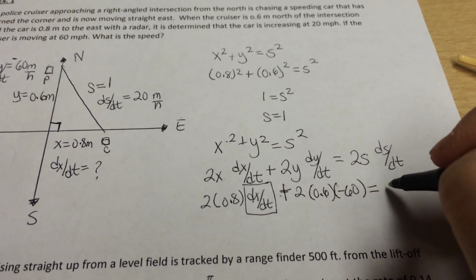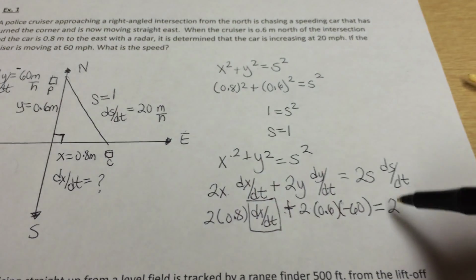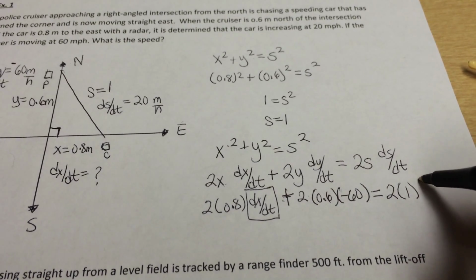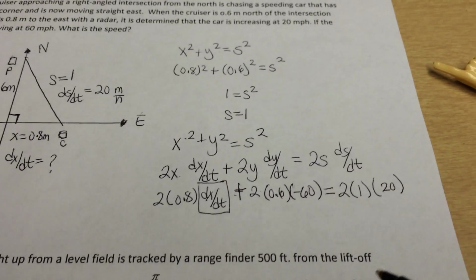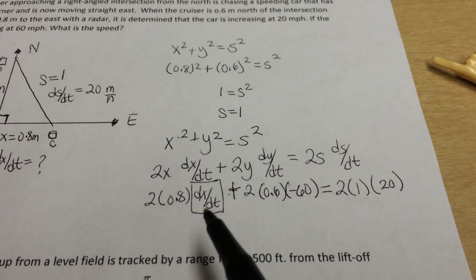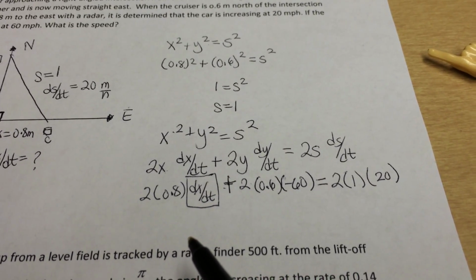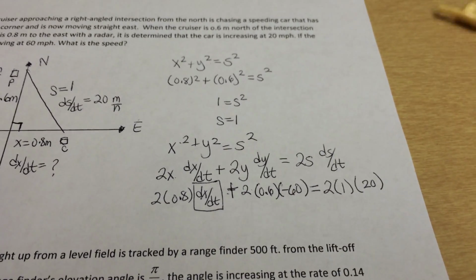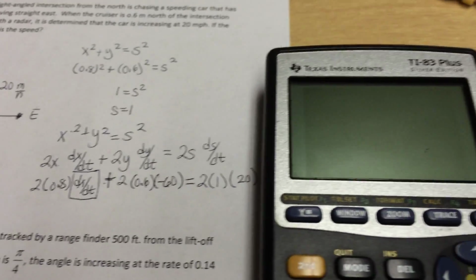And equals 2, and I know s is equal to 1 because that was just calculated right there. So 1, and ds over dt is 20, so we have this 20 right there. Okay, so then begins the algebra because we just want to find out what is dx over dt. So if you do the calculation and you bring this over to the other side, that should work out. So let's just calculate this. I'm going to go ahead and do that on my calculator.